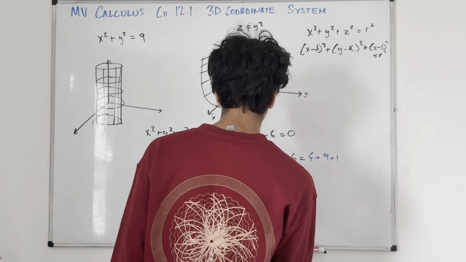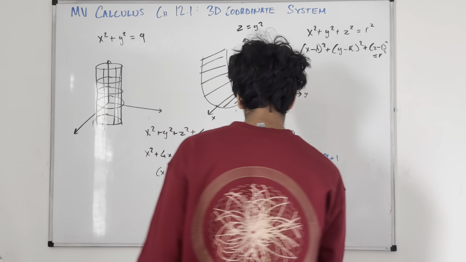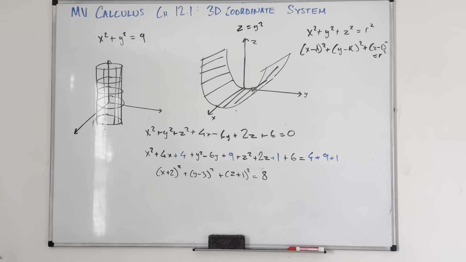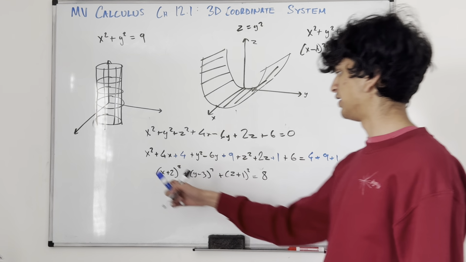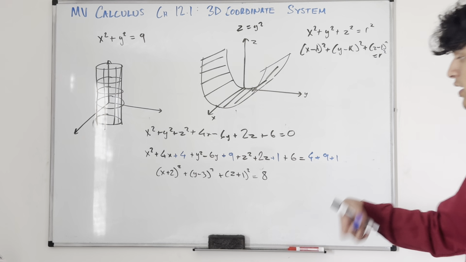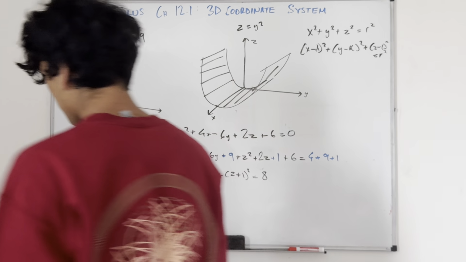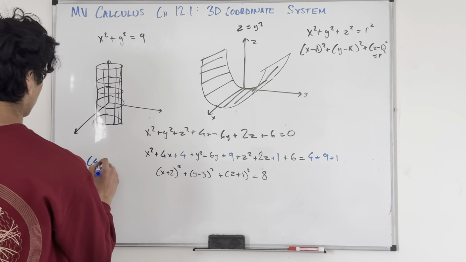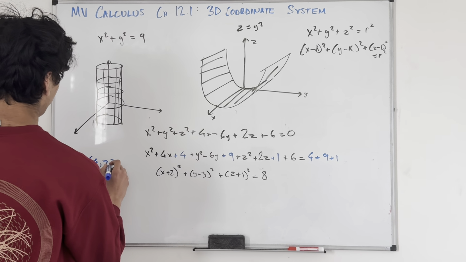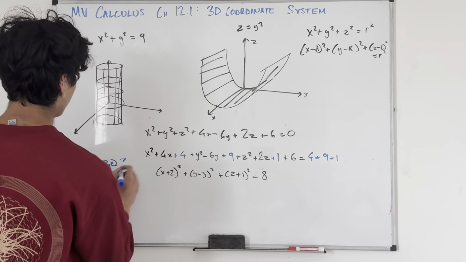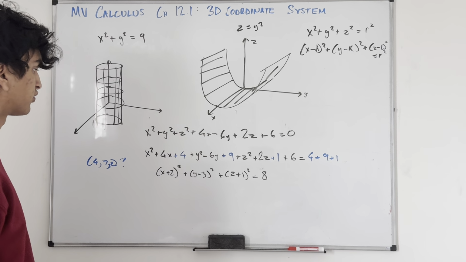So this is really, with just some algebraic manipulation, a sphere with center (-2, 3, -1) and a radius of root 8. And then you can use the distance formula to figure out, let's say there's a point, like, is (4, 7, 2) on the sphere, right? Well, to figure that out, you can use the distance formula from the center.